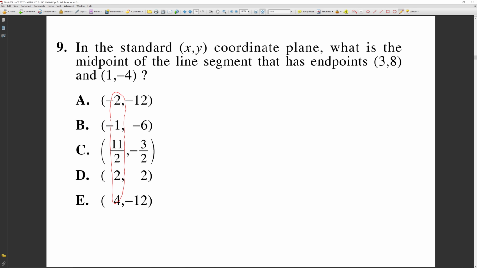So let's take the average. 3 plus 1 is equal to 4, divided by 2, the answer is 2. Any answer with x equal to 2, answer is D. That's why this is a 10-second problem. That was one-handed. Number 10.